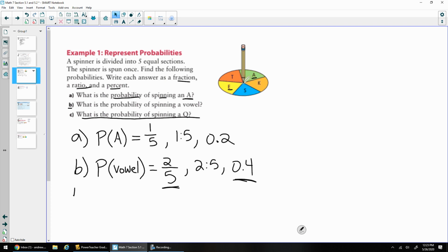So C, the probability of spinning a Q, when we look at the possible outcomes, there are no Qs possible.